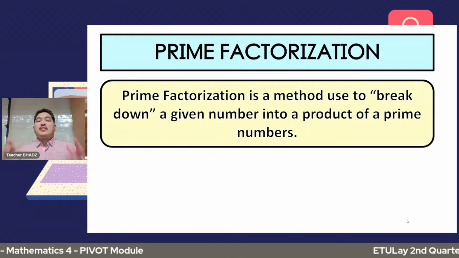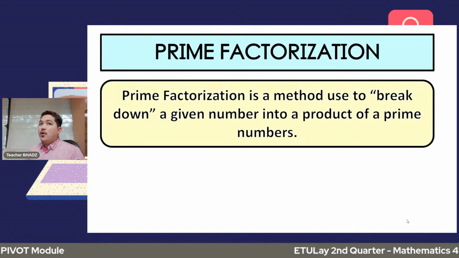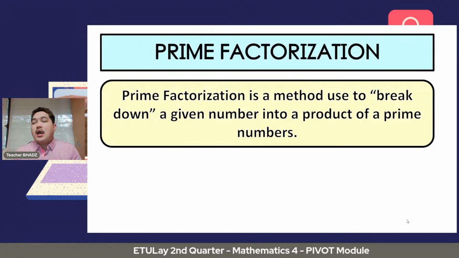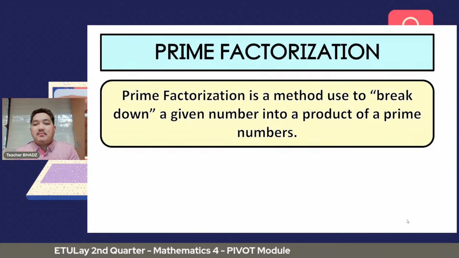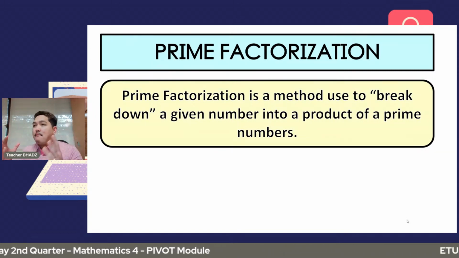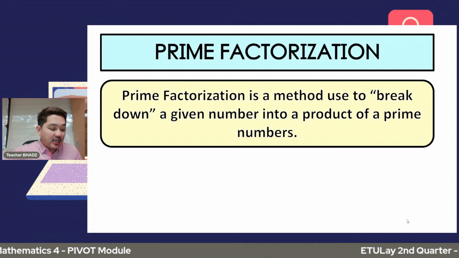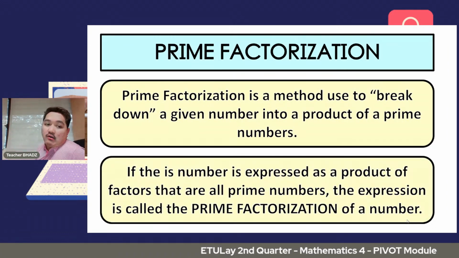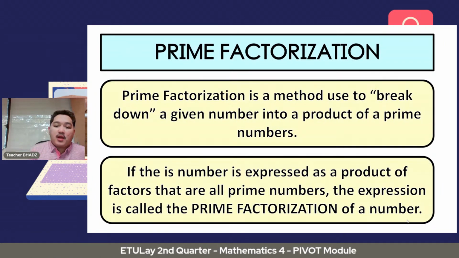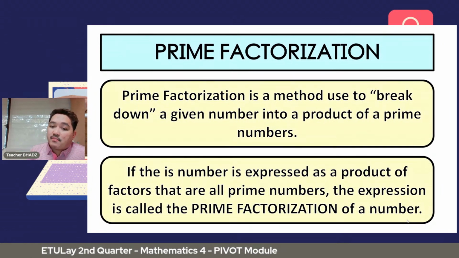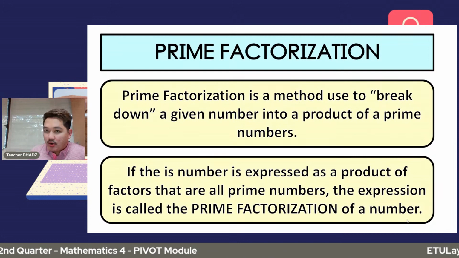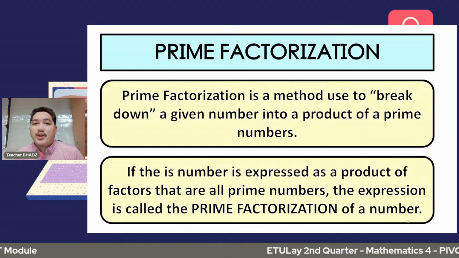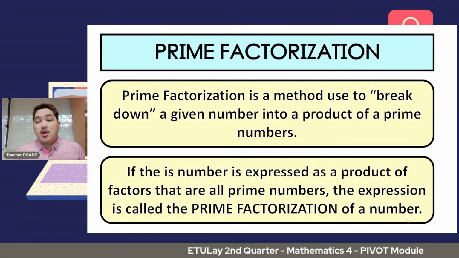In performing the prime factorization of a given number, we need to think of the smallest or even the biggest possible prime numbers na makakapag-divide sa ating given number. If the number is expressed as a product of factors that are all prime numbers, the expression is called the prime factorization of a number. So at the end of this process, lahat na makukuha nating numbers are prime numbers.